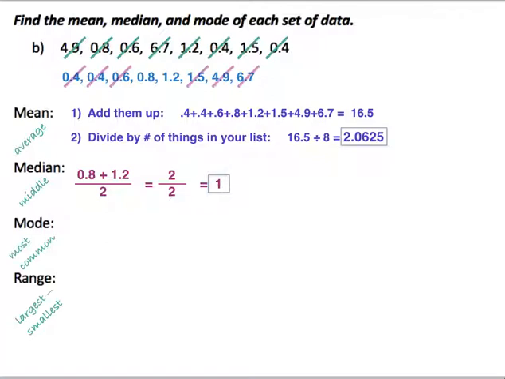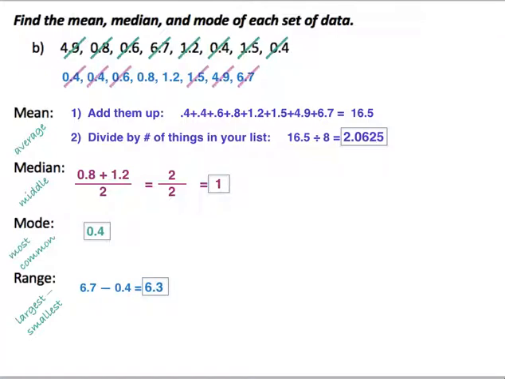Now, mode means the most common number, the number that repeats the most. Take a moment to see if you could figure out the mode of our list and then write it down. If you said 0.4, well done.